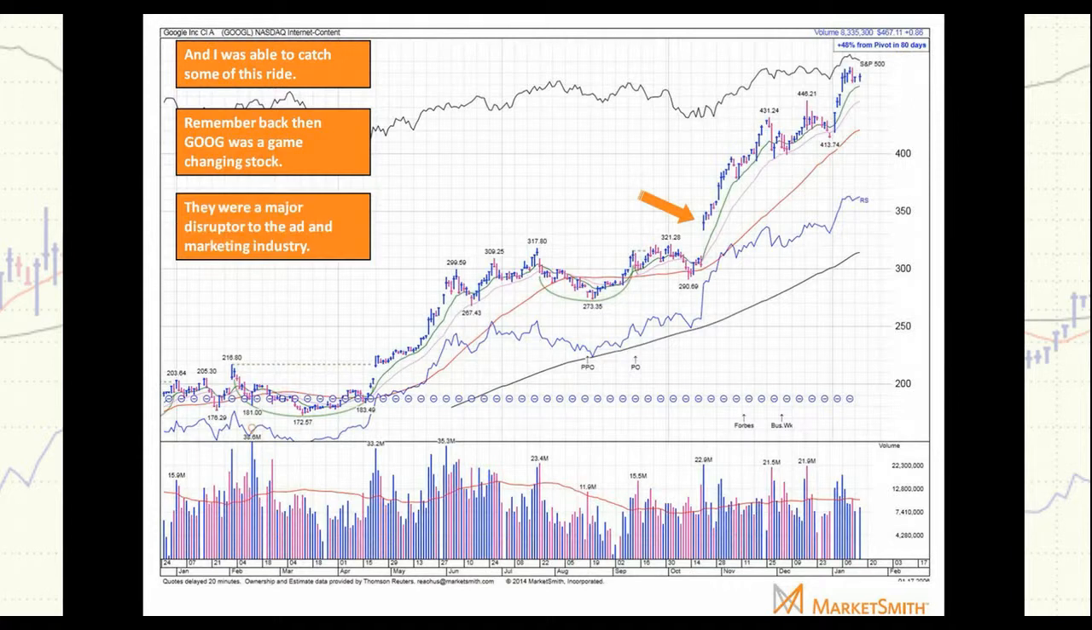They were completely disrupting the whole ad and marketing industry. And of course, they were already dominating search, and now that they were adding this, they were generating so much revenue. They were changing everything at that point. And so those were really the only times I would consider this kind of point.